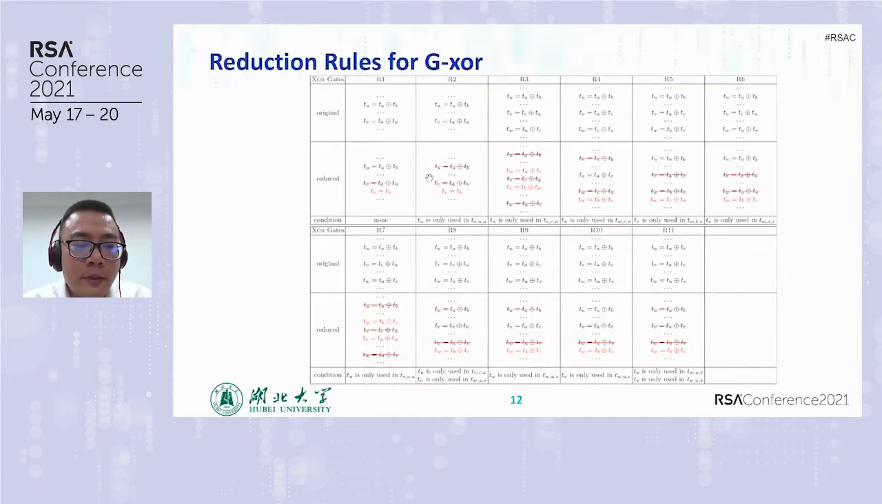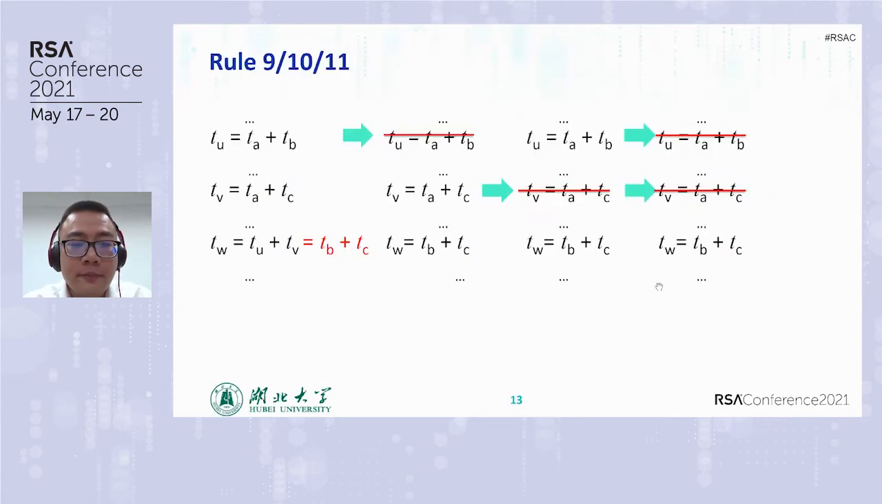The heuristics we introduced just now are based on the GXOR. So we studied the outputs of these methods and proposed several reduction rules for further reducing the implementation cost. Take rules 9, 10 and 11, for example.